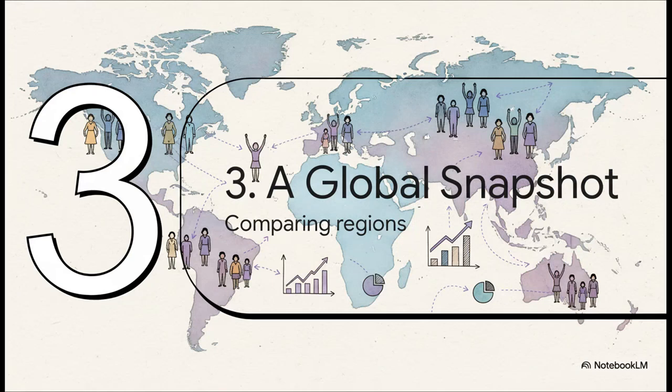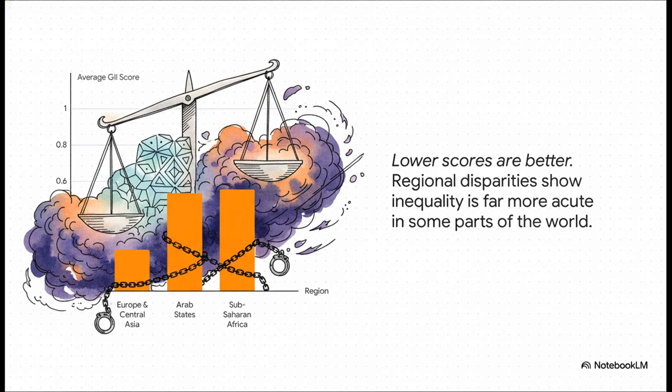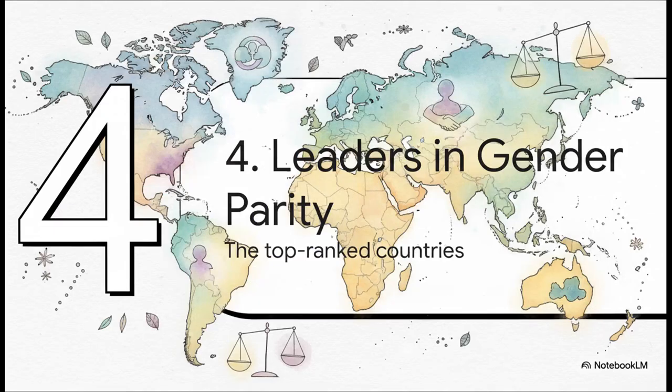So, when you take all three of those dimensions and combine them, what does the world actually look like? Well, the data shows some pretty dramatic regional differences. Yeah, when you look at the regional averages, the disparities are huge. Remember, a lower score is better. Europe and Central Asia have the lowest average inequality score. Now compare that to the Arab states and sub-Saharan Africa, where the scores are more than double. That tells you that where you were born in the world plays a massive role in the opportunities you have as a woman. But it's not all bad news.